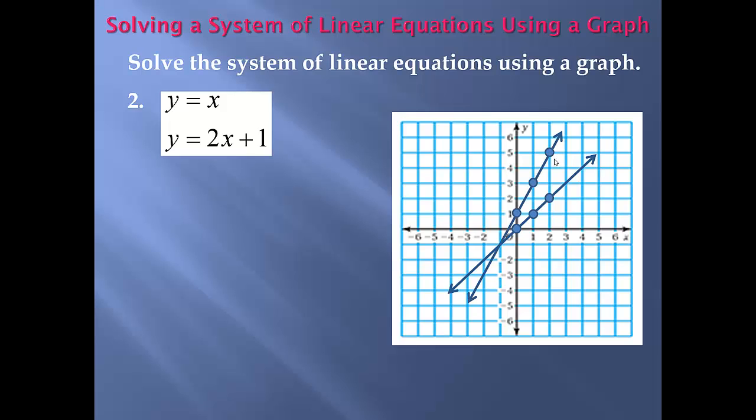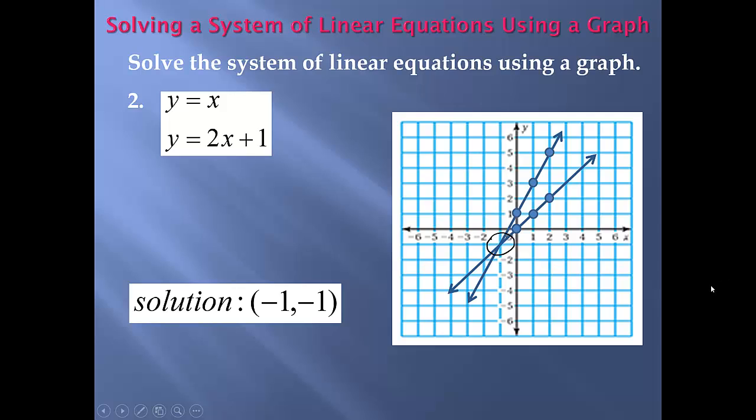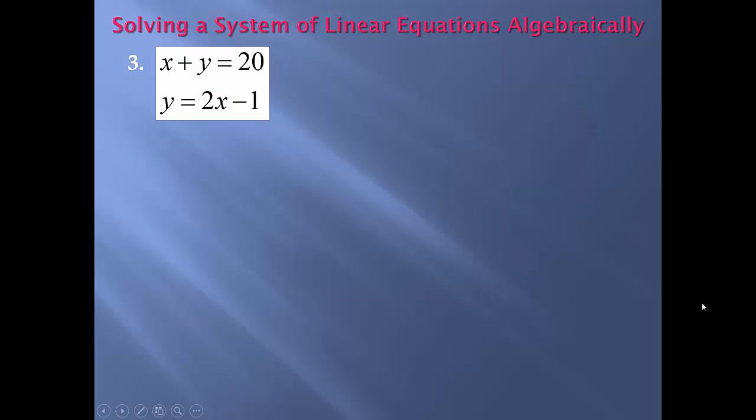To find the solution using a graph, we want to see where the two lines intersect, or where they meet. And you can see that they intersect right here. So now we need to identify this point where they intersect. And this point, if we are here at 0, 0, would be negative 1, negative 1. So the solution to this system of linear equations is negative 1, negative 1, because this is where they intersect on the graph.